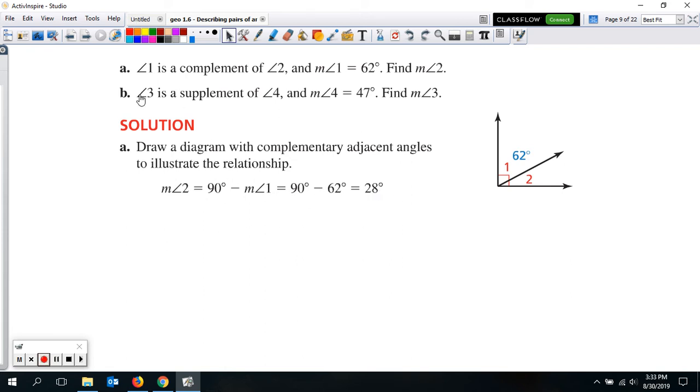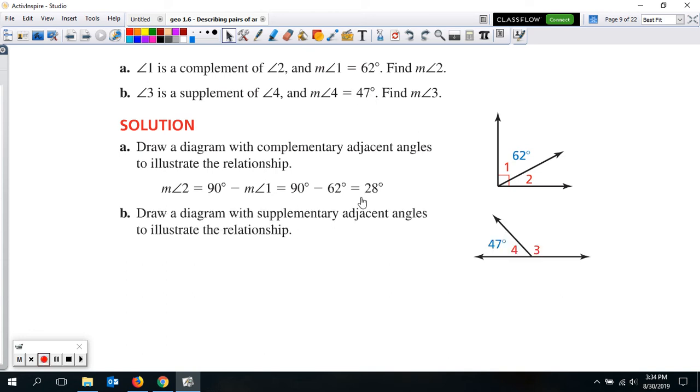This one says angle 3 is a supplement of angle 4, and 4 is 47 degrees, so find the measure of 3. And for this one, supplement means 180 degrees. They add up to 180. And so you could just say 180 minus 47. You don't have to draw the diagram. You can if you want to. But it'd just be 180 minus 47. That would be 133 degrees for the measure of angle 3. All right, let's go on to our extra practice.